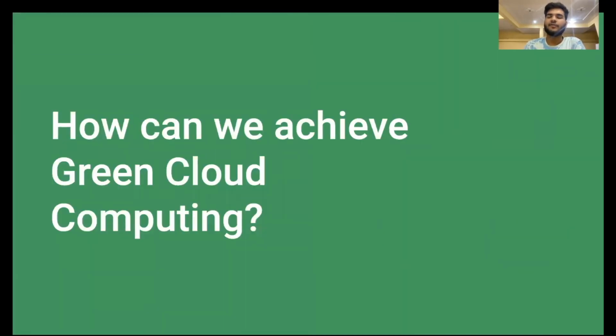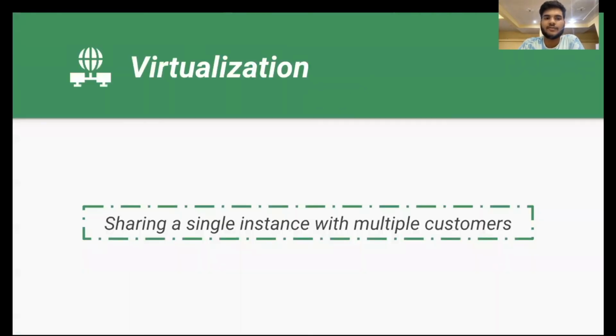Now, since I've already mentioned the goals, it is also important to understand how we can actually achieve green cloud computing. How is it possible to achieve green cloud computing? So there are mainly three ways to achieve green cloud computing. I'll go to the first point, which is virtualization. Now, don't confuse yourself with the virtualization in operating systems or hardware, which can be done using virtual machines and containers. But this is a different type of virtualization where you're sharing one single instance with multiple customers.